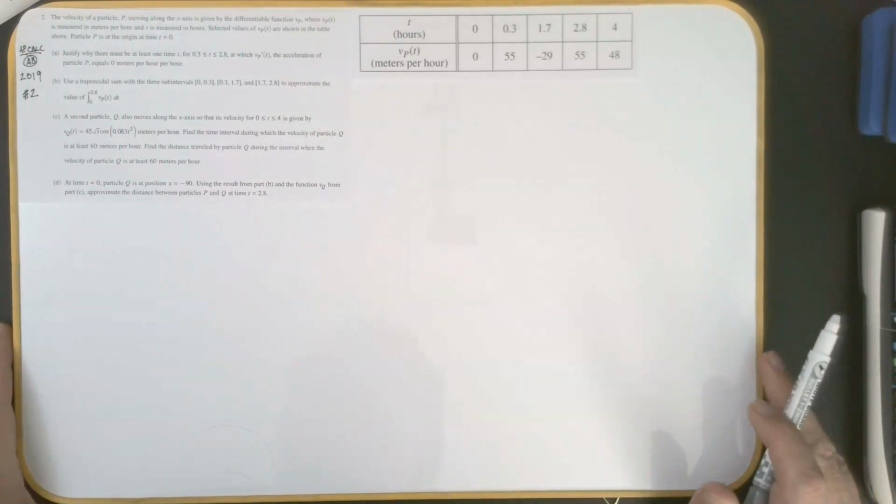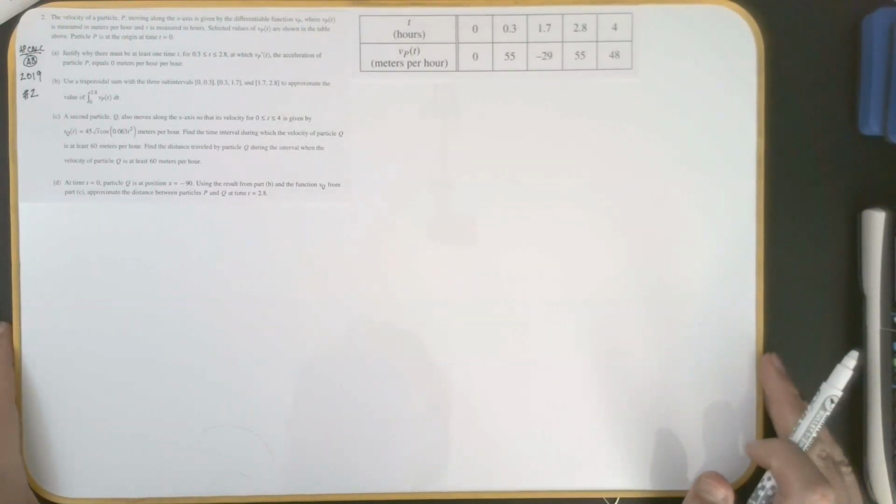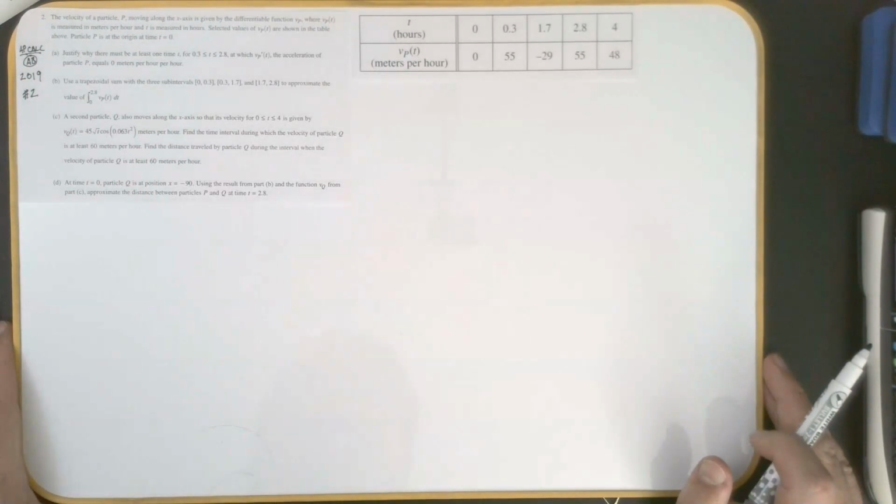This says the velocity of particle P moving along the x-axis is given by differentiable function v sub p, where v sub p of t is measured in meters per hour, and t is measured in hours. Selected values of v sub p of t are shown in the table above. Particle p is at the origin at time equals 0.